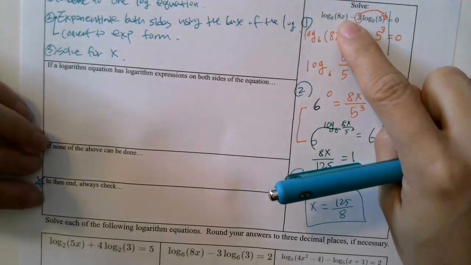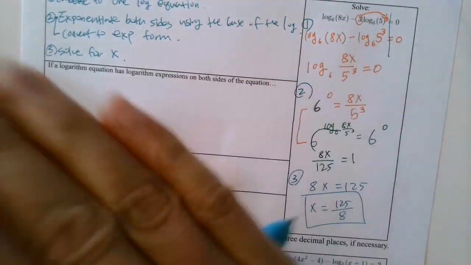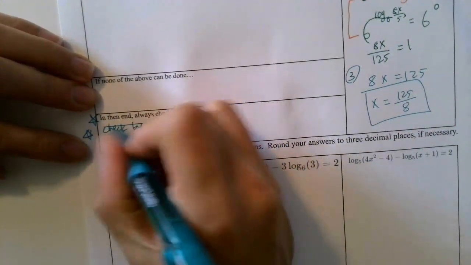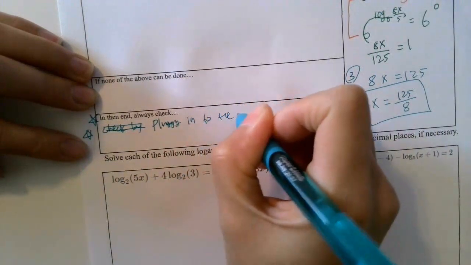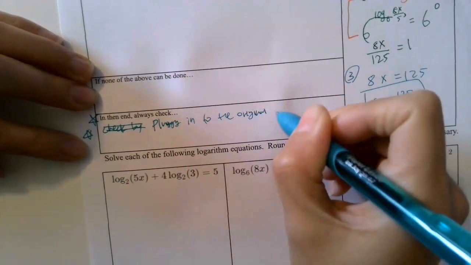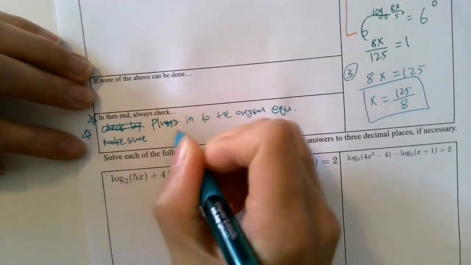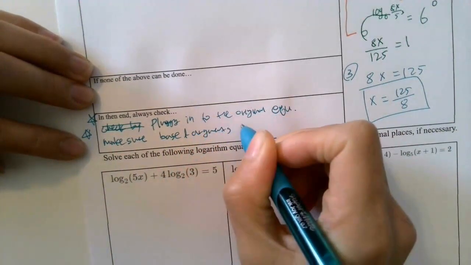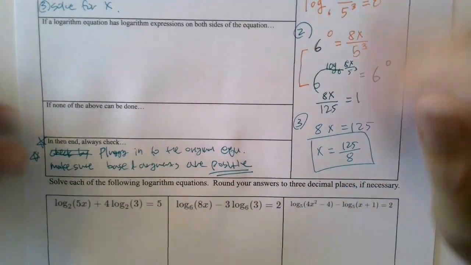And if you ever get negative base or negative argument, it's invalid. So check by plugging into the original equation. Make sure base and argument are both positive. If it ever gives you negative argument or negative base, that's not the answer.